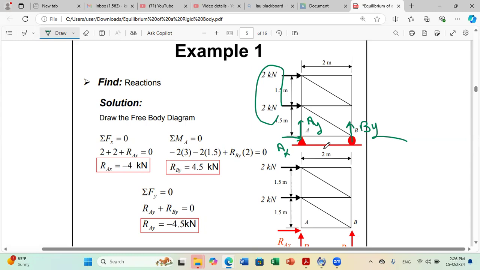The first equation can just be, as we mentioned before, sum of x equals 0, because the only unknown in x is Ax. If you look at your structure, you have plus Ax, and you have these two forces in x, so plus 2 plus 2. So Ax plus 4 equals to 0.